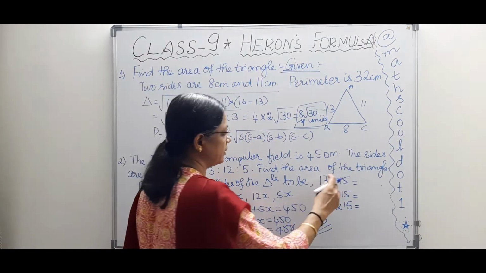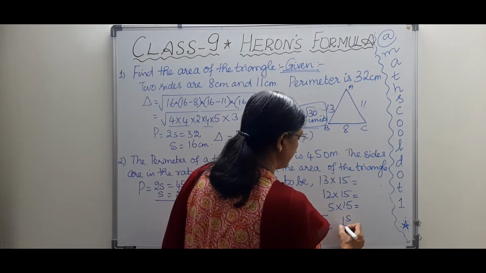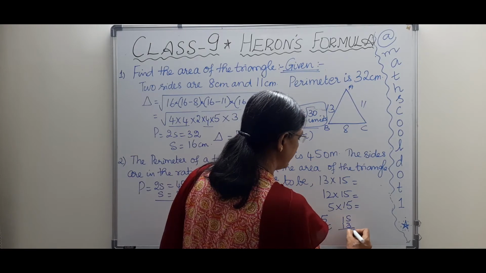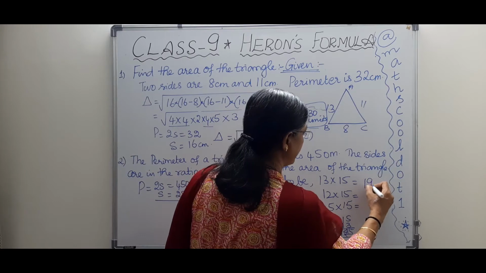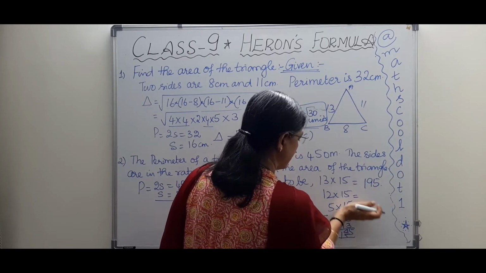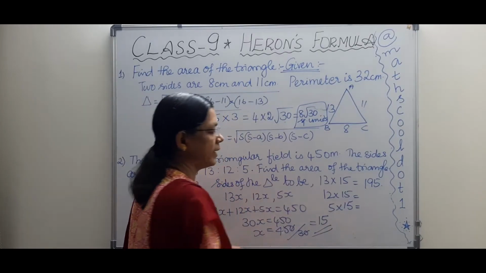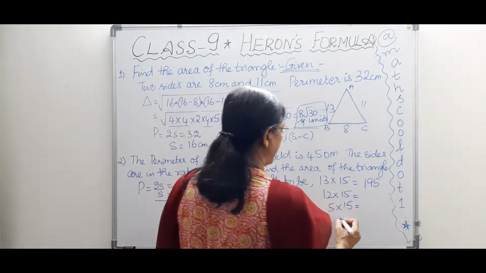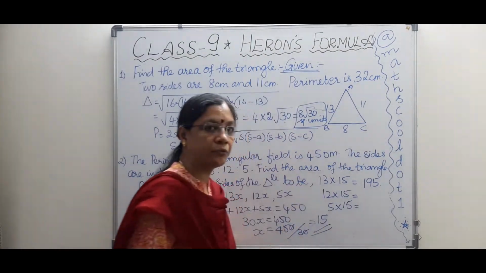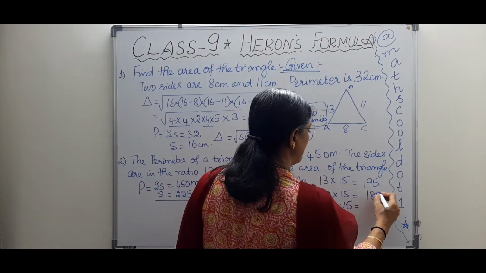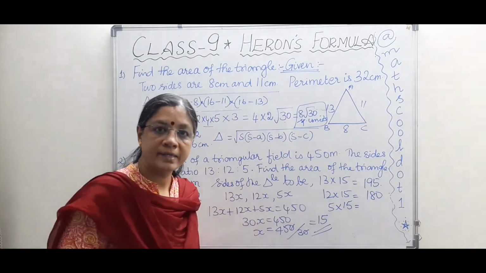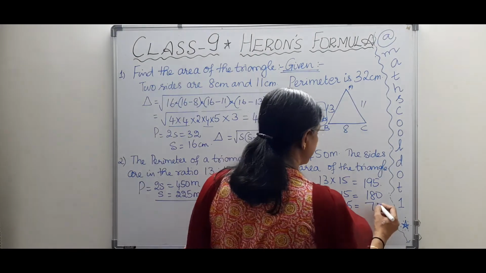So what is 13 into 15? 15 13s are 195. So 195 is the first side. Okay. First side is 195. The next is 15 into 12. 15 12s are 180. Now 15 5s are 75. Okay. So these are the three sides.